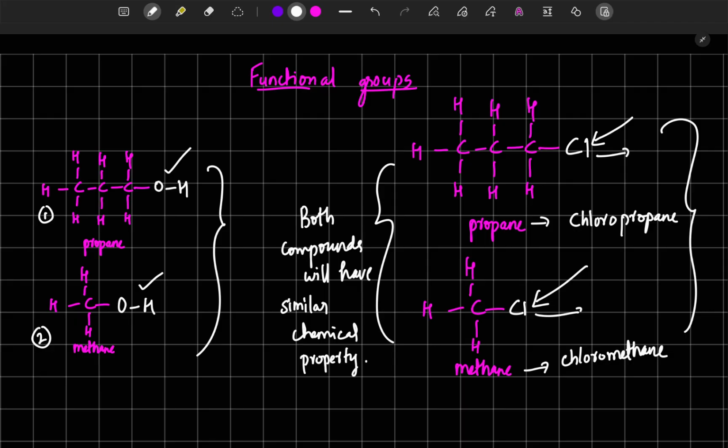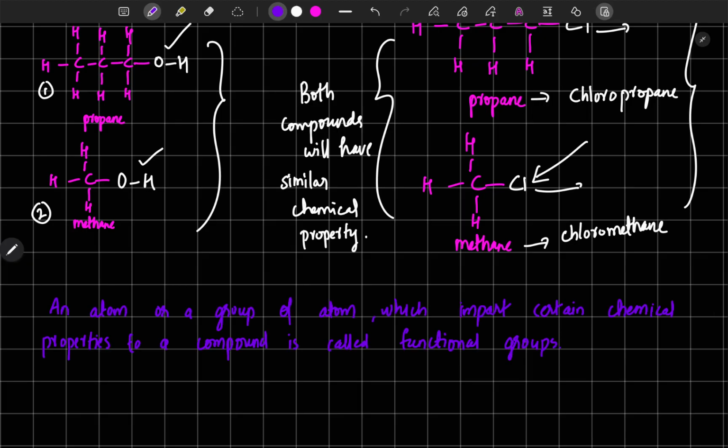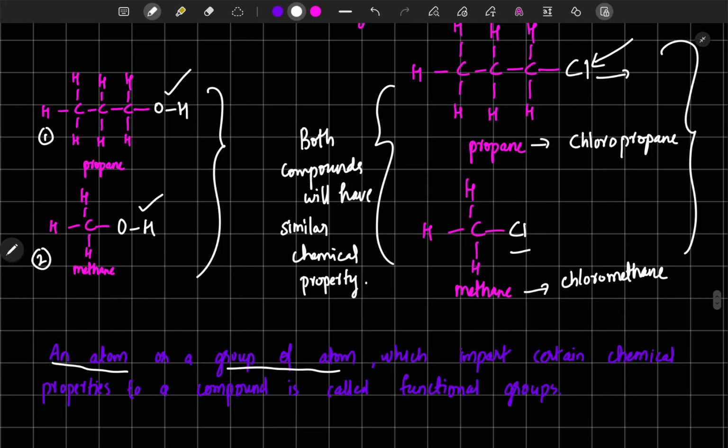Okay, so I will write the definition. After that we will revise it once more. This is the definition of functional groups. Whoever asks you about functional groups, you should be able to say this definition. Look at the definition. In this case it is an atom, that is why it is an atom or a group of atoms. In this case it's a group of atoms, right? So an atom or a group of atoms which imparts certain chemical properties to a compound is called a functional group. Okay, don't forget.